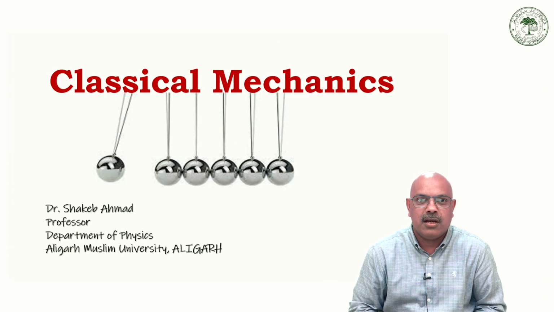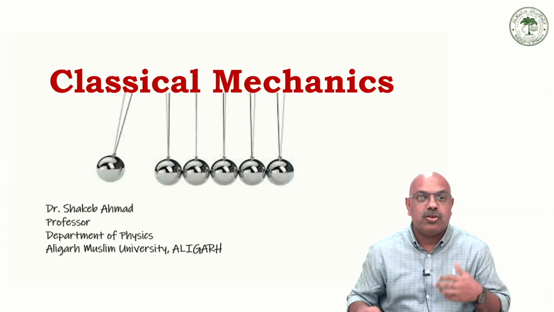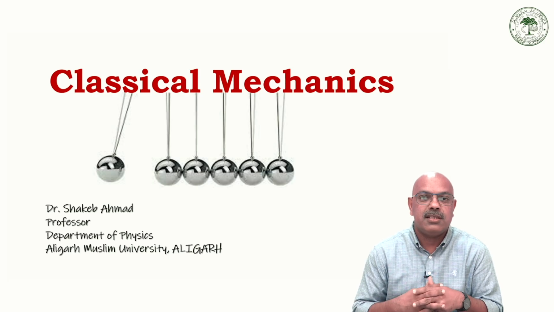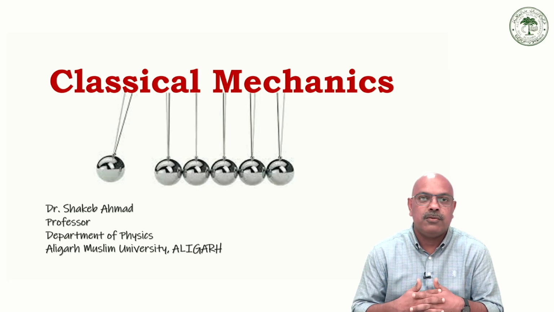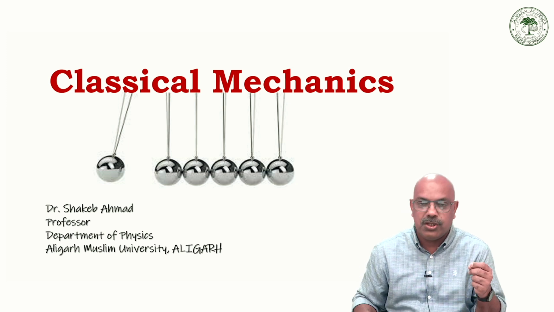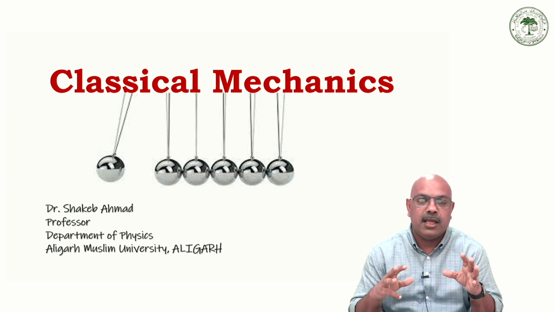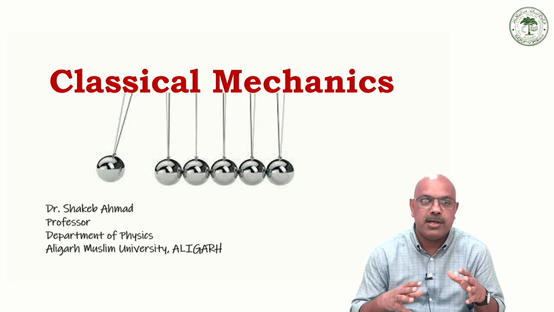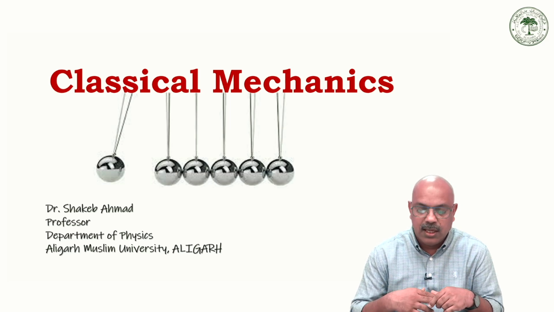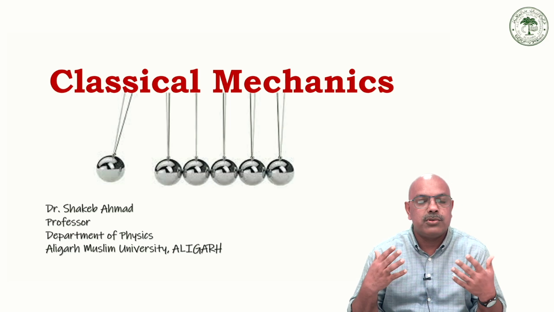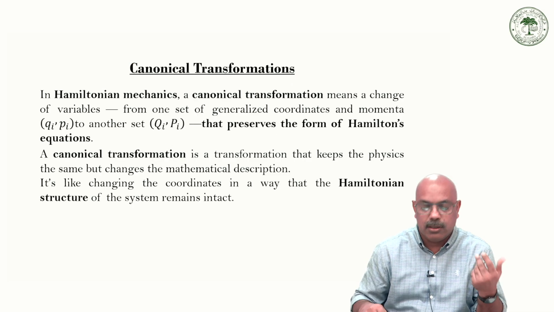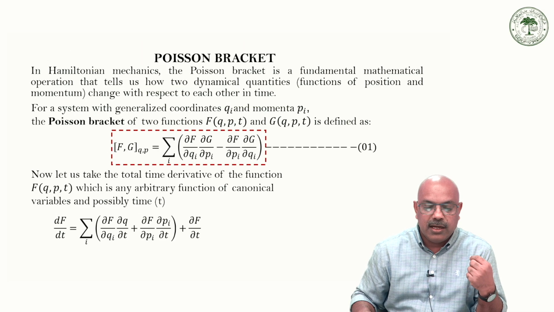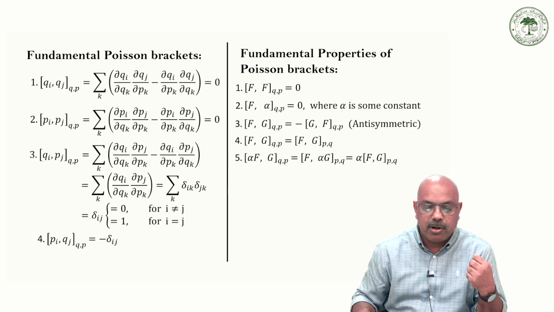Let us discuss our previous topic. What we were discussing is the conditions to follow for a given transformation to be a canonical transformation. And then we discussed some Poisson bracket topics, and we have gone through some properties of Poisson bracket and some fundamental Poisson brackets, and then we had decided to do certain problems.